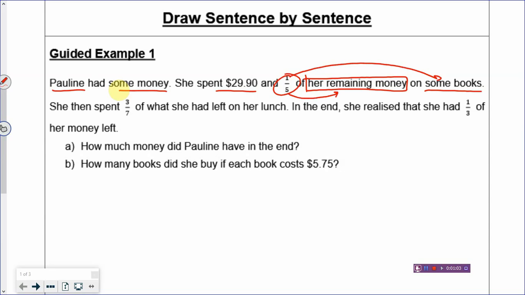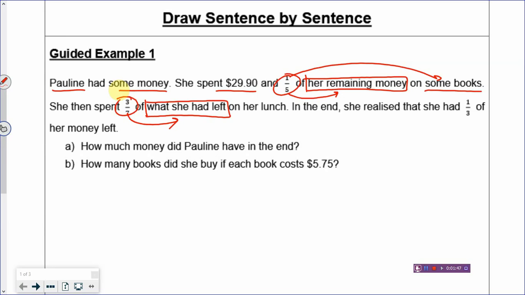She then spent 3/7 of what she had left on her lunch. So what does this fraction refer to? It refers to what she had left. It means the leftover money, right? So are the two fractions, the 1/5 and the 3/7, referring to the same thing? No. 1/5 refers to the remainder money, that is before she buys some books, and the 3/7 refers to the rest of the money after she had bought some books. Which means that the two fractions don't refer to the same group, so you don't make the denominator the same. Alright, so break up.